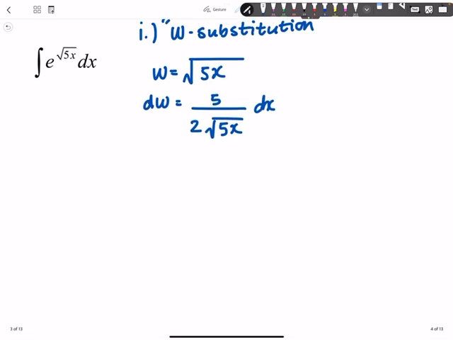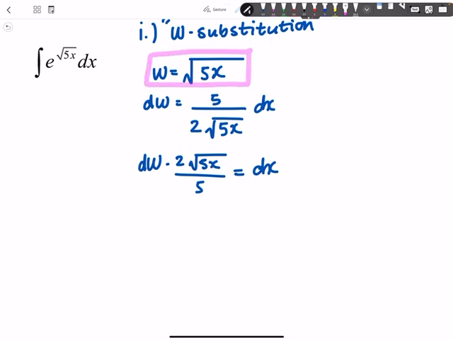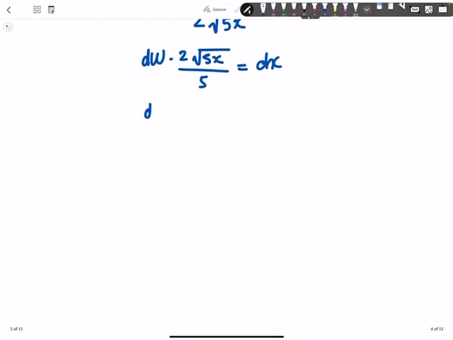This is really clunky though. I would really like a better expression. Or I would really like an expression for dx. So just by moving everything to the left, dw times 2 times the square root of 5x over 5 is equal to dx. But I would like an expression in terms of w only. So keep in mind that w is equal to the square root of 5x. So we can write here that dw times 2 over 5, and then again, I'm just replacing that with a w, is equal to dx.